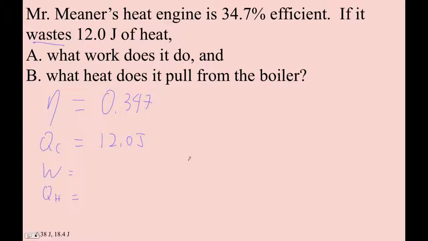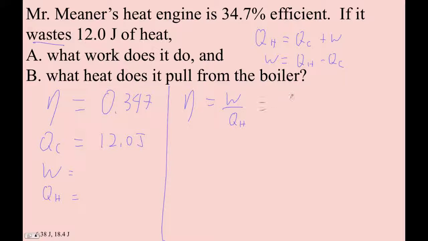Well, so you know what I'm going to do? Here I'm going to do it two ways. The first way I'm going to do is this. Remember that efficiency is work divided by QH, right? We also know QH, the heat that flows into the boiler, is either wasted or it becomes work. So therefore, work is QH minus QC, right? So I can rewrite this as QH minus QC. Used to give us this formula, by the way, in the data packet, but they don't anymore.